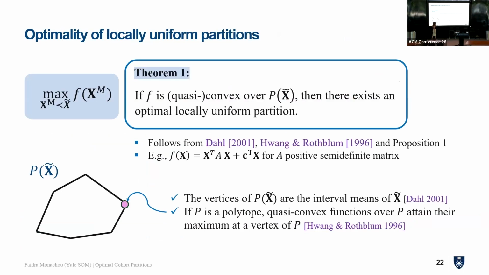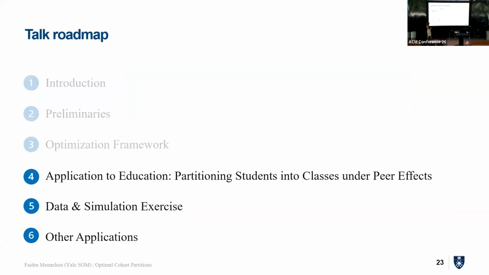It turns out that if our objective is quasi-convex over this polytope, then this local uniform partition will be optimal. Actually, this is a weaker statement than what we can prove. Based on this standardization by Huang and Rosenblum, we can use a weaker form of convexity called quasi-convexity. So it is even stronger and goes further.